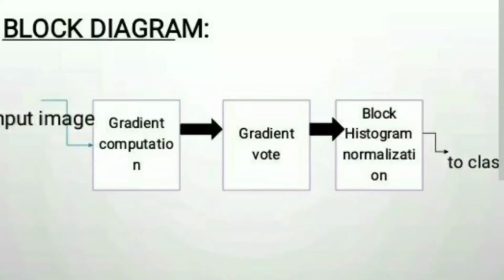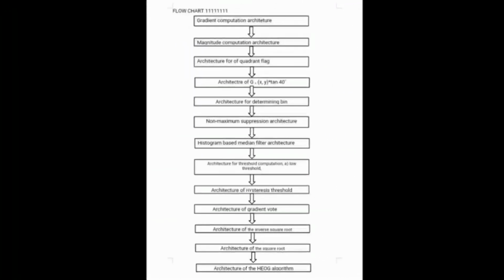Then the block diagram of the histogram steps is based on this calculation. We are taking one sample picture and it is given to the gradient computation. Gradients are computed by the gradient mask with the pixel values. The gradient computation is based on the magnitude and orientation values. Then the output of the gradient computation is given to the gradient vote. In our project, we are going to explain an efficient VLSI architecture for HEOG.